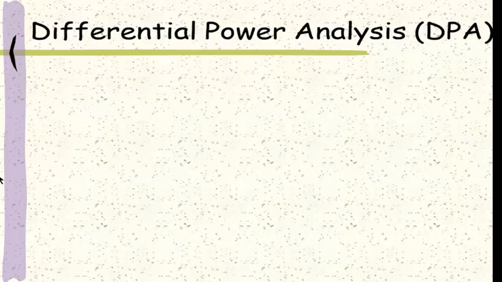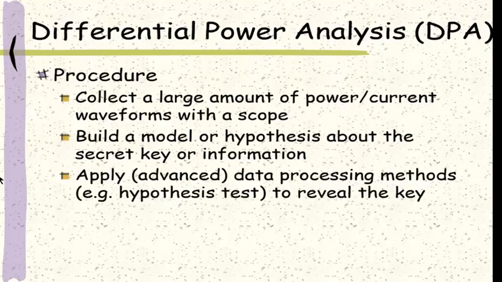Therefore, an advanced power analysis method known as differential power analysis has been proposed. Differential power analysis attacks require a large amount of power or current waveforms. However, the precision of these waveforms does not need to be very high. Then, with this data, the attacker will build a model or some hypothesis about the secret key information. Advanced data analysis techniques, such as statistical methods, normally in the form of computer software, will be used to reveal the key information.